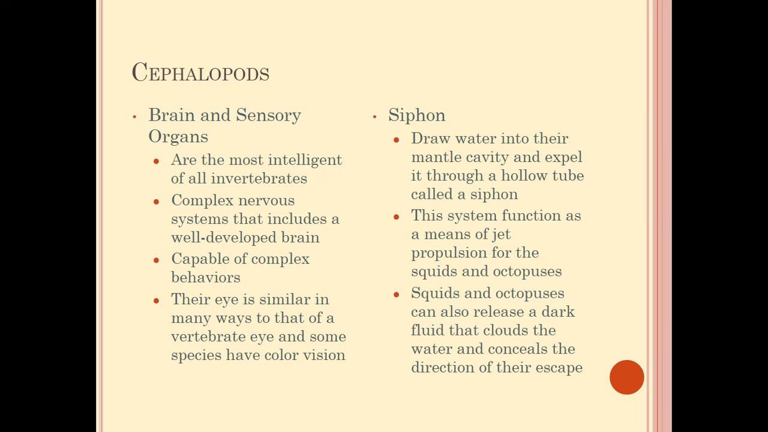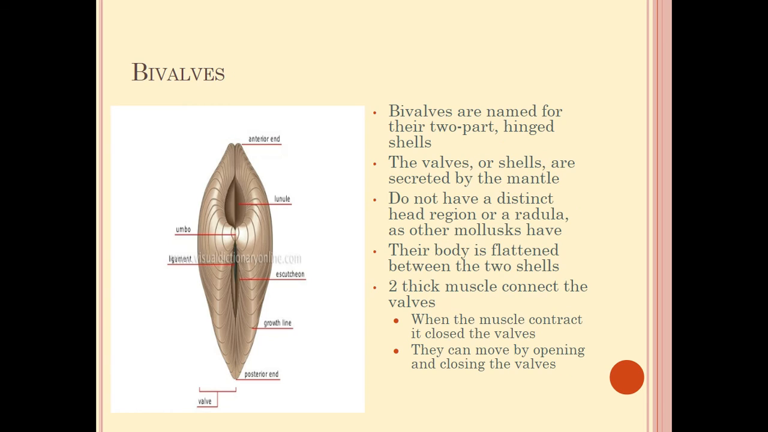Squid and octopus also, through this little tube, can release not only water for jet propulsion, but a dark fluid, which is an ink. And this creates a cloud which can conceal the way that they escape. So they use it as a defense mechanism to escape a predator. They don't actually spray it and then attack. They usually spray it and then run away.